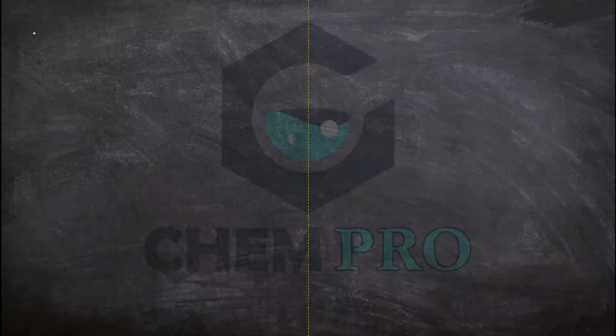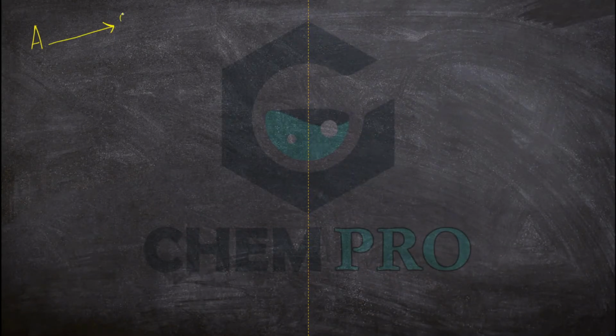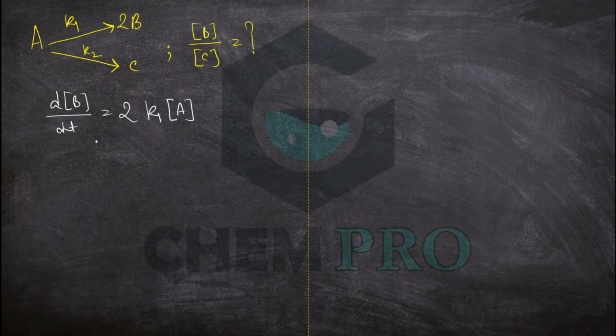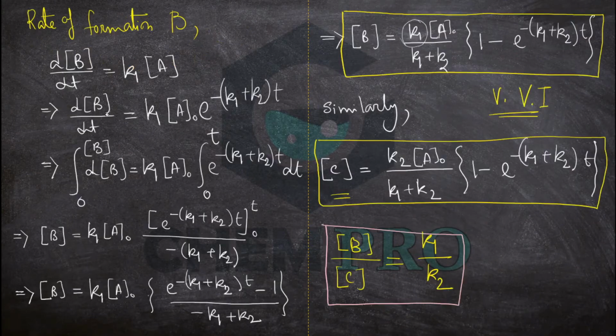If the reaction is given like this, that is A to 2B and A to C, and the rate constant for this is k1 and for this is k2, and we have to find the concentration of b over the concentration of c, what will be the value of this? For this we will write that the formation of b is dB by dt equals 2 into k1 into a.